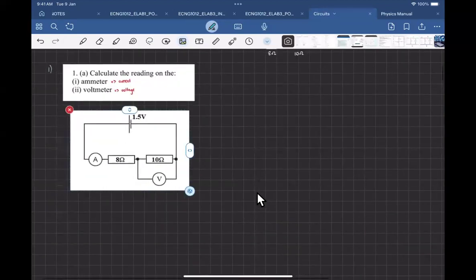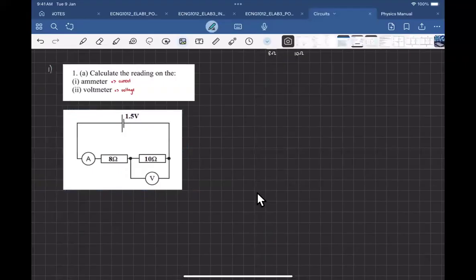All right, so Justin, let me get straight to it. What's the formula we're going to be using in this question? What's the main formula? V equals IR. Right. The main formula in any circuit question is V equals IR. Now we start off with the first one. We want to find the reading from the ammeter. What does the ammeter measure? Current.